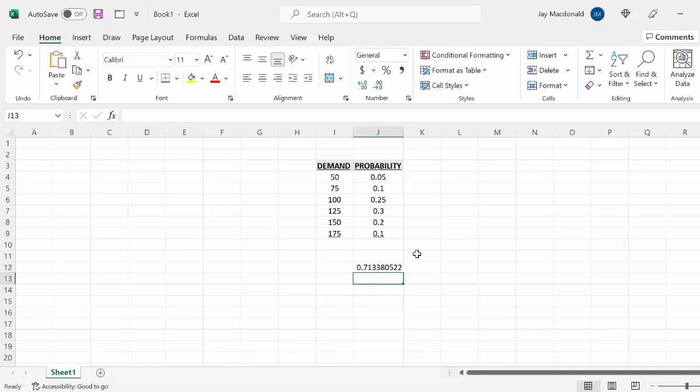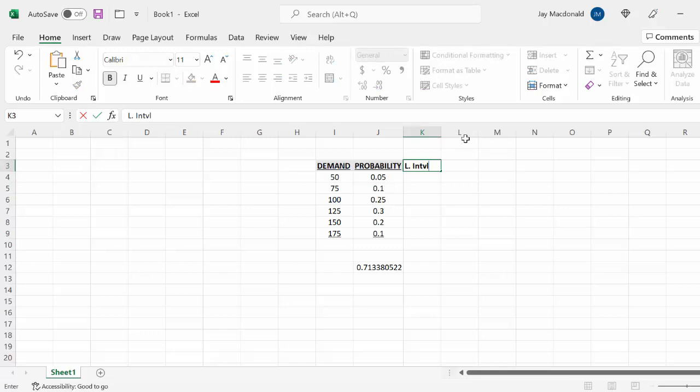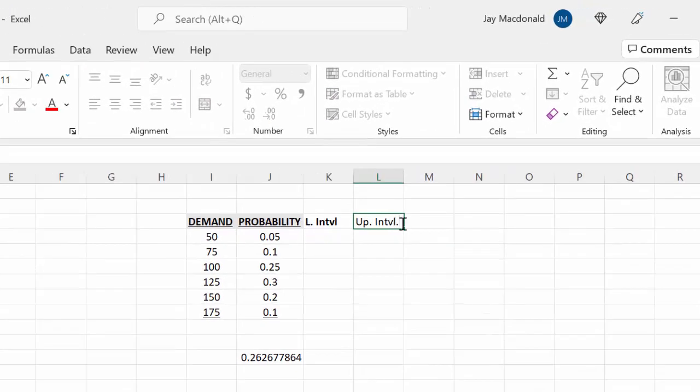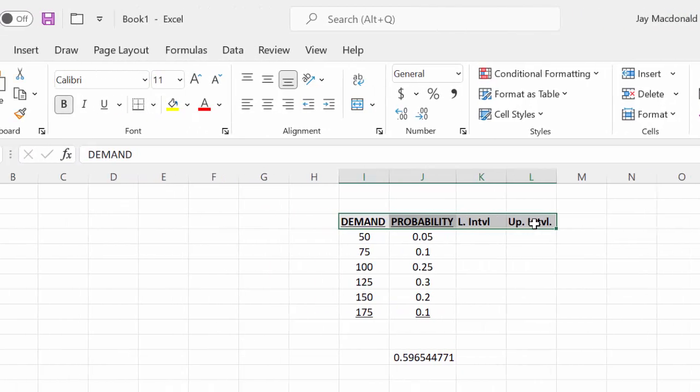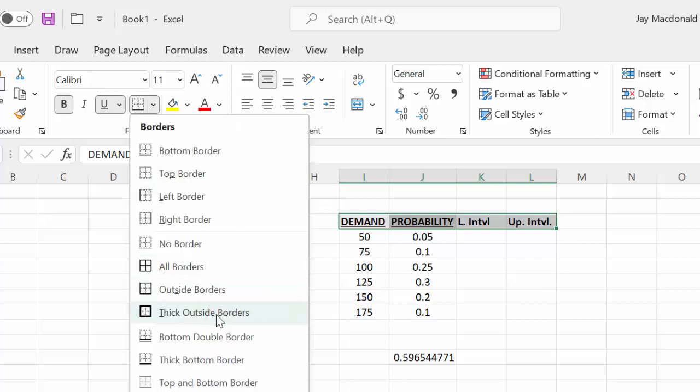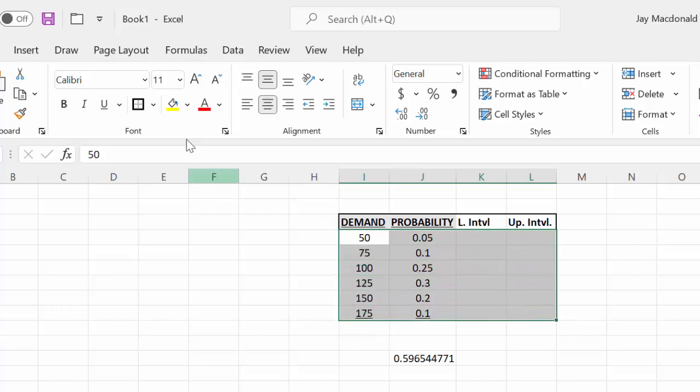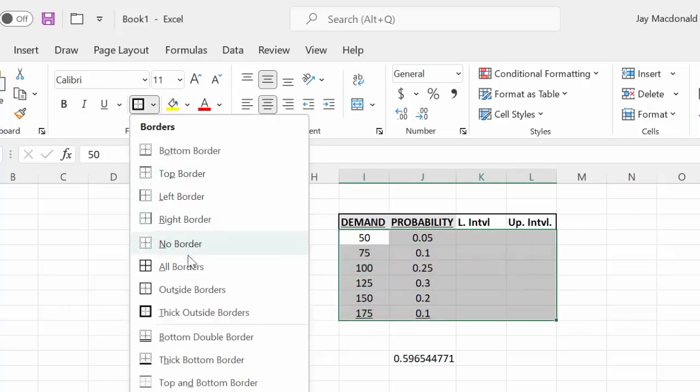So what we want to do is set it up such that when we pick a number, it's going to see where it falls within this probability distribution. So we would make what we call a lower interval, and we would make an upper interval. Okay, and let me put that in bold as well. I'll just make this a table. Give it some thick borders to draw attention to it. And I can probably do borders all around.